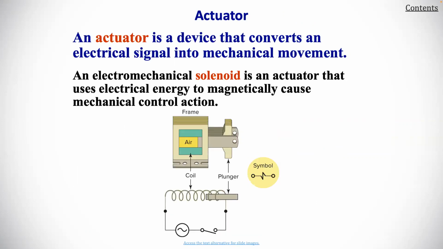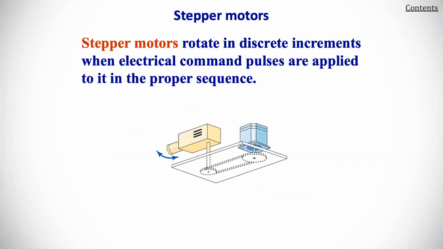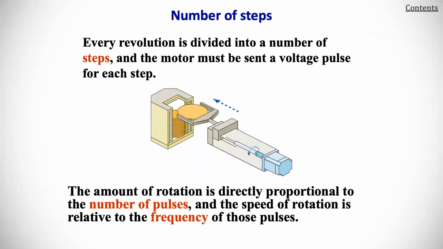An actuator is a device that converts an electrical signal into mechanical movement. An electromechanical solenoid is an actuator that uses electrical energy to magnetically cause mechanical control action. Solenoid valves are electromagnetic devices that work by passing an electrical current through a coil, thereby changing the state of the valve. Stepper motors rotate in discrete increments when electrical command impulses are applied to it in the proper sequence. So that would be useful.